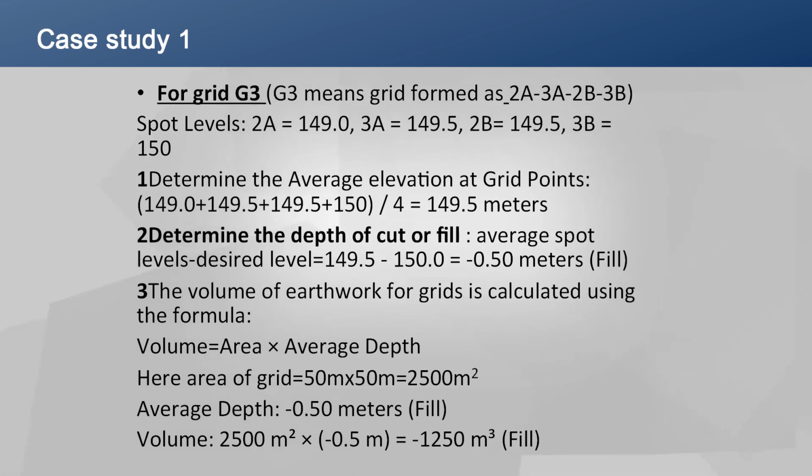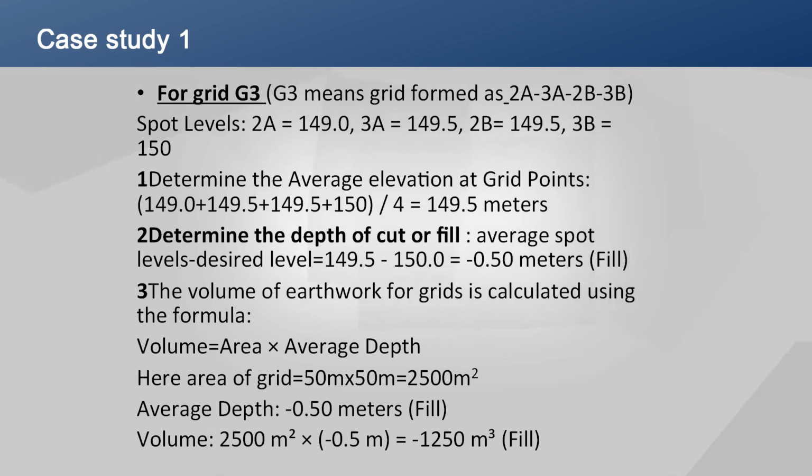Now, the calculation for grid 3. Grid 3 means the grid formed by 2A, 3A, 2B, 3B as shown in the figure. Spot levels are given as for 2A 149 meter, 3A 149.5 meter, 2B 149.5 meter, 3B 150 meters. So, what is the first step? Again, average elevation of grid points. If we calculate the average elevation for grid 3, we will get 149.5 meter. We just have to substitute the values.